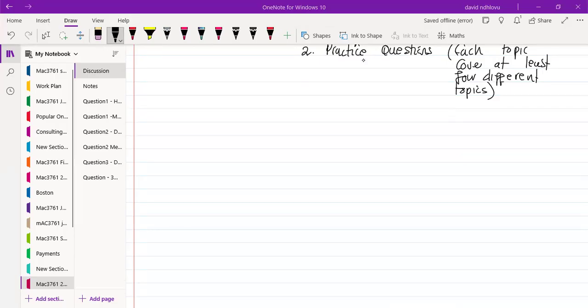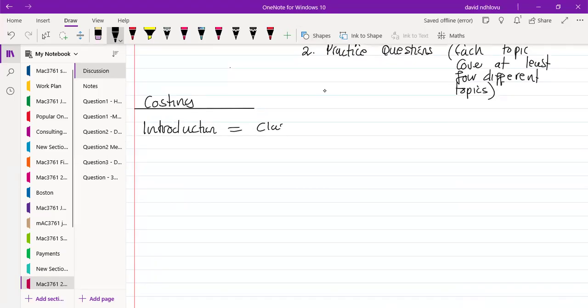So we are specifically looking at costing here today. We are looking at the costing module. In particular, I'm doing an introduction and I'm going to be looking at classifications of cost first. I'm going to be looking at the classification of costs.